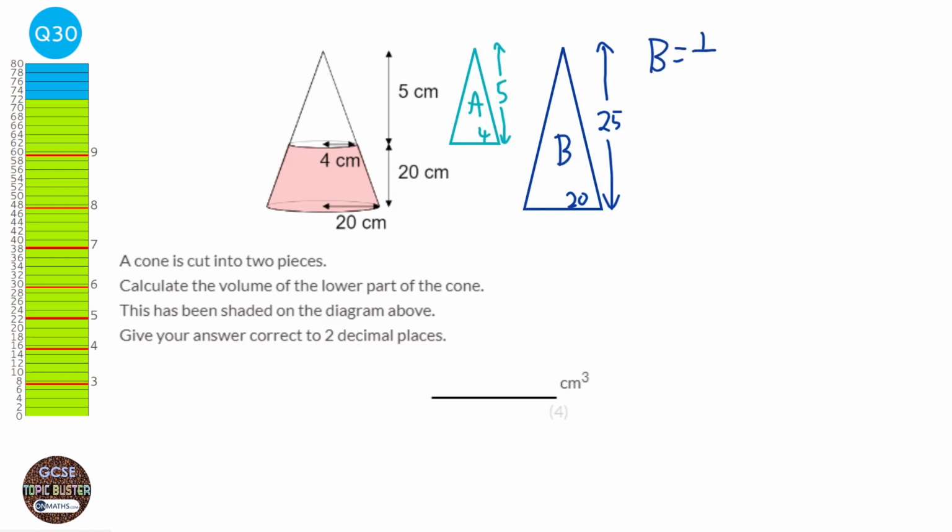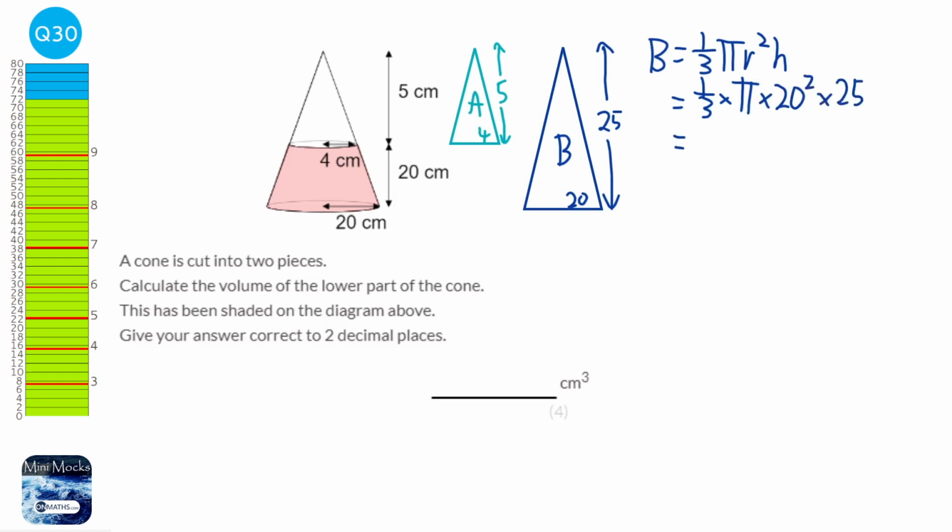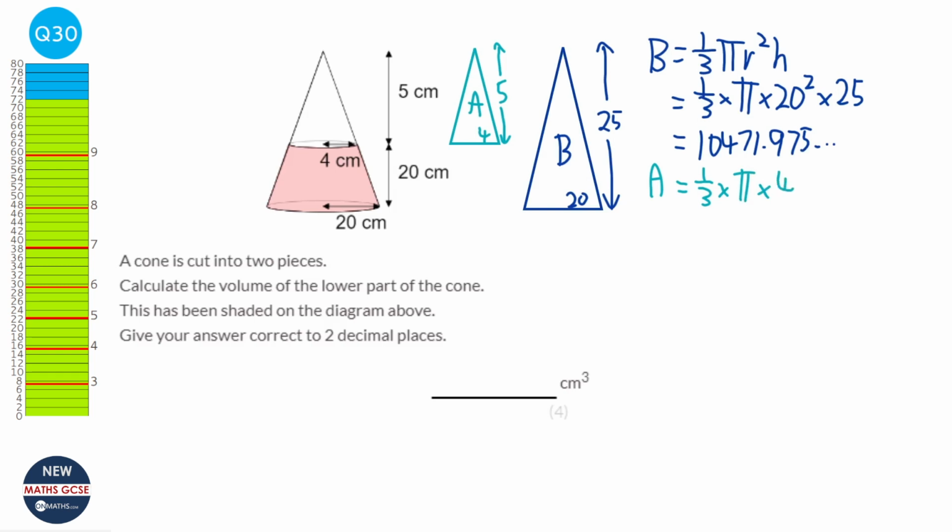And the formula for the volume of a cone is 1/3 pi r squared h, with h being the perpendicular height. So it's 1/3 times pi times 20 squared times 25, which is going to be 10,471.975, and so on. We're going to work out the volume for A, and this time it will be 1/3 times pi times the radius now is 4, and the height is 5. So that will be 83.775, and so on.